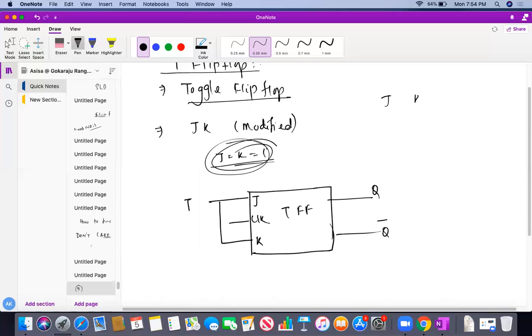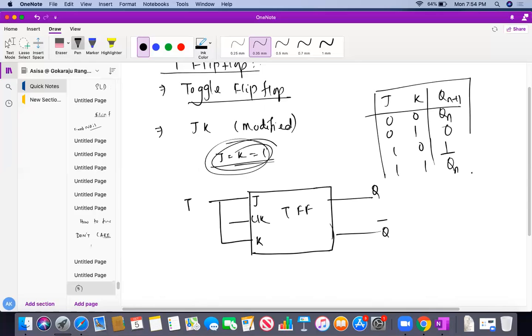Why? Because in the JK truth table, this is my Qn plus 1. For JK 0 0, it gives Qn; 0 1 gives 0; 1 0 gives 1; and 1 1 gives Qn bar. So obviously what we have got here is toggle. Toggle means Qn bar, when J is equal to K.